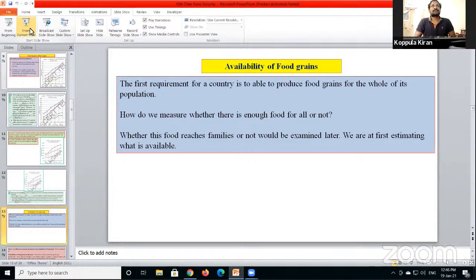Okay, we discussed food security yesterday: how to get food security, and who requires food security. Now I am continuing the same topic, food security. Let us start.